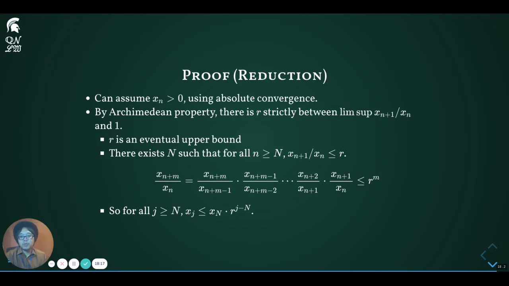Now, each of the ratios, provided that small n is at least capital N, is less than r, since r is an eventual upper bound of the ratios. So we can say that x sub n plus m over x sub n is no more than r to the power m. We summarize this computation by saying that for every j bigger than n, we have x sub j is no more than x sub n times r to the power j minus n.